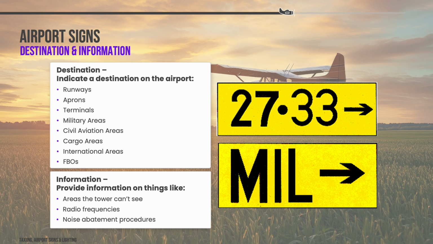All right, so the airport signs then, destination information. Destination, of course, is going to tell you runways, aprons, terminals, military areas, civilian areas, cargo areas, international areas, and then FBOs. And then the information provided like that would be areas the tower can't see, and radio frequencies or noise abatement procedures, etc.